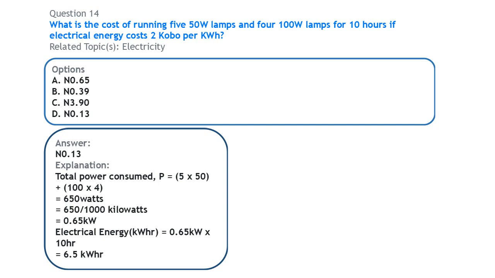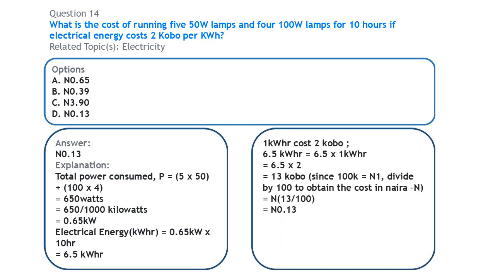The next thing that we do is to calculate the electrical energy, which will be equal to the power times time. Now we have calculated the total power consumed there as 0.65 kilowatts times the time. The time in the question, they said these lamps run for 10 hours. So we are going to have 0.65 kilowatts times 10. So 0.65 times 10 will be equal to 6.5 kilowatt hour. So this is the total energy that is consumed.